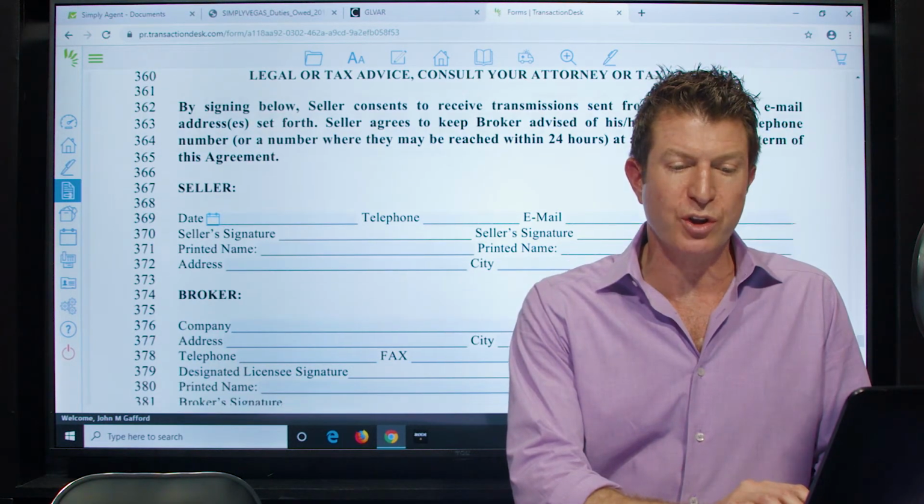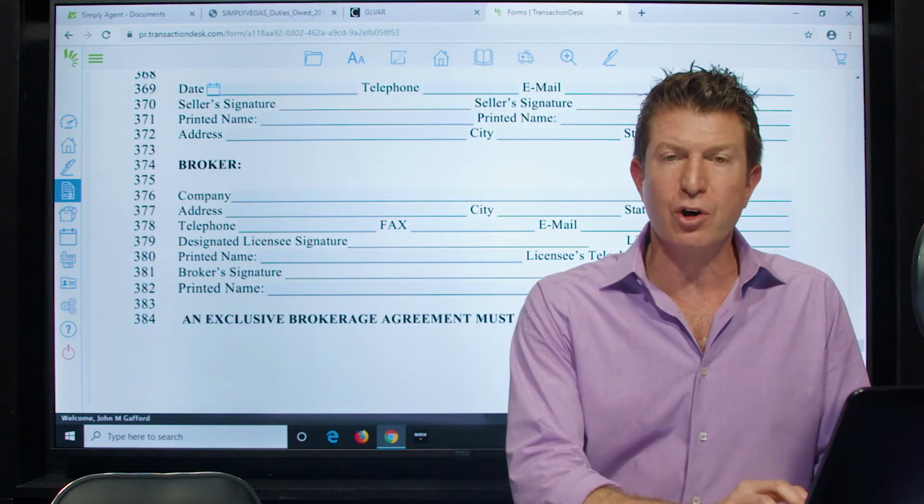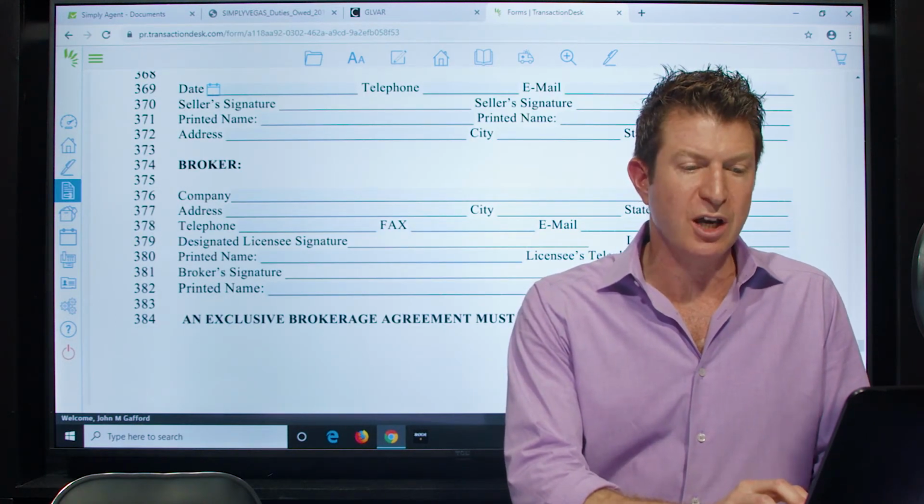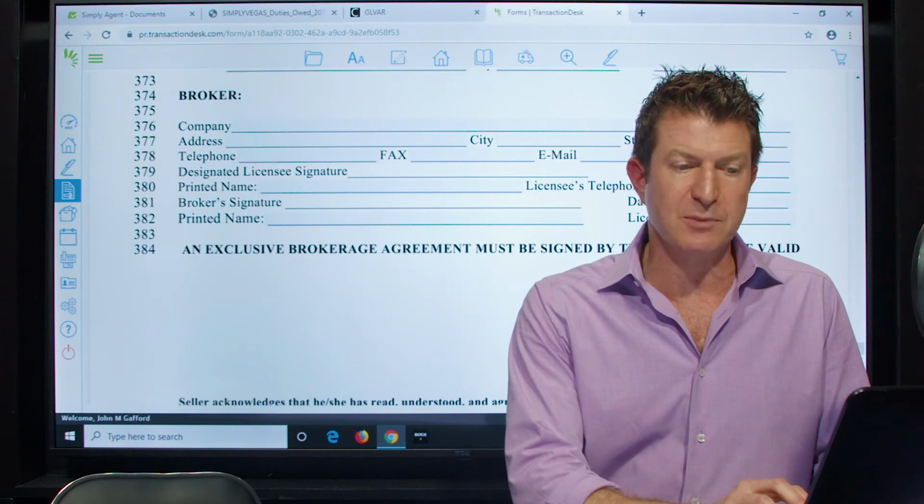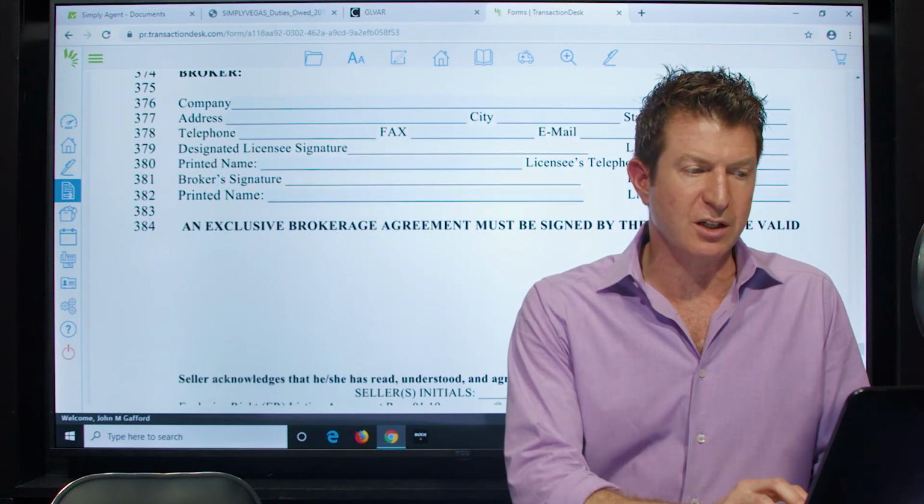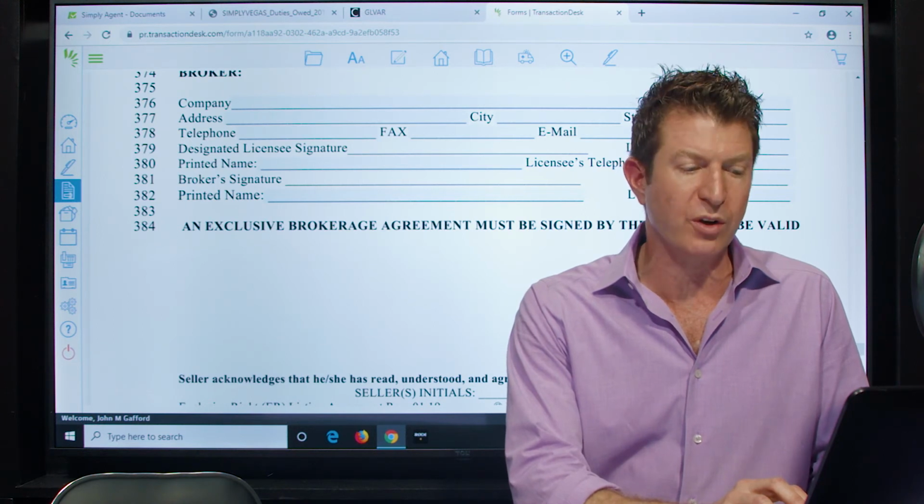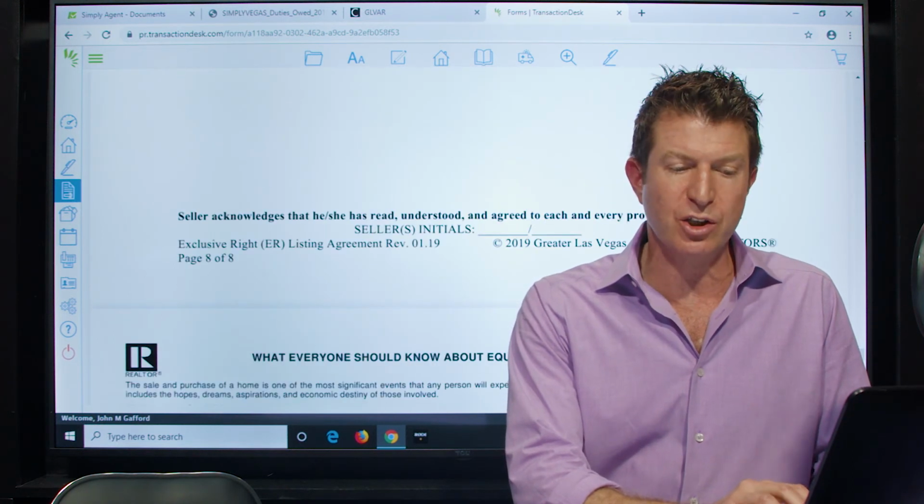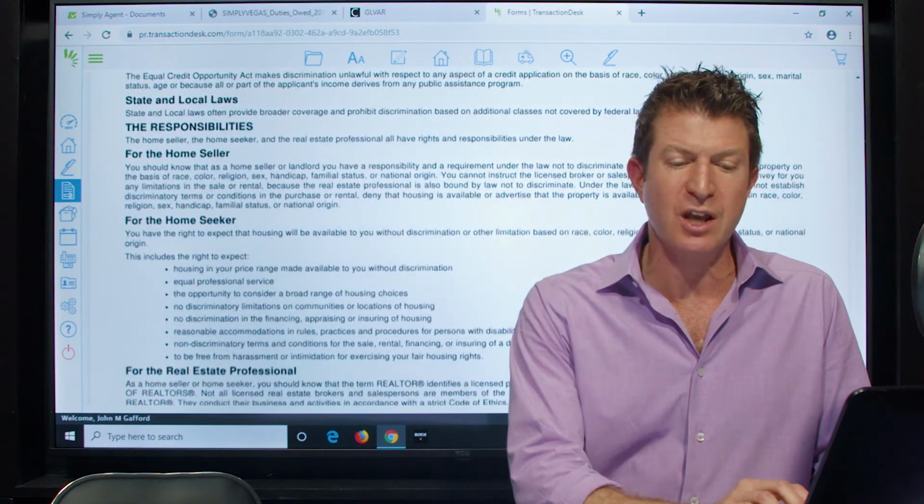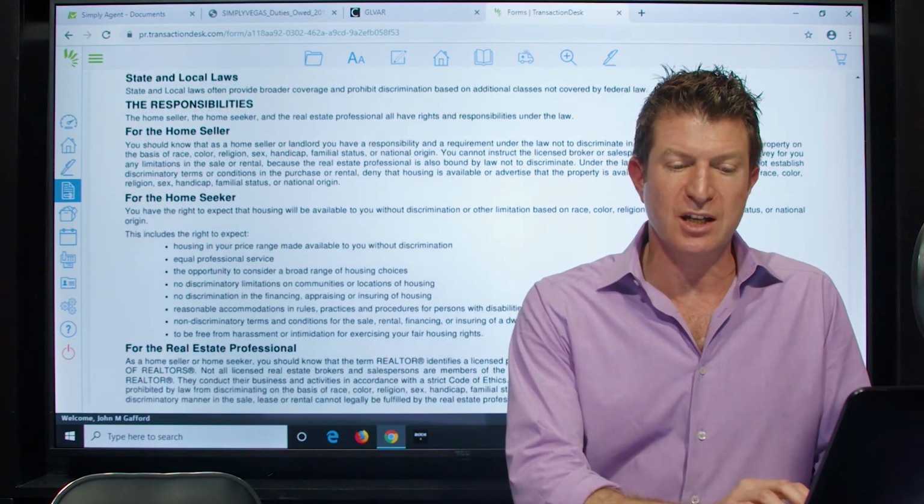You need to make sure that you completely fill in the brokerage name, broker information, address, etc. on this last page. And again, this is where the broker's signature and your signature goes. It is not a valid listing agreement without all of those signatures. And there's an initial on the bottom of this. The fair housing portion has to be initialed by your seller.